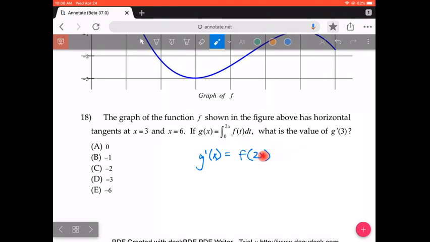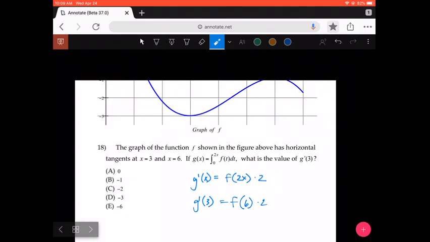That's the chain rule. So we drop 2x inside, but then we need to derive 2x, so we're going to multiply this by 2. So if g prime of x is equal to f of 2x times 2, then we need to plug in a 3 for x to find g prime of 3. So this makes this f of 6 multiplied by 2. And to figure out what f of 6 is, we're given the graph of f up here.